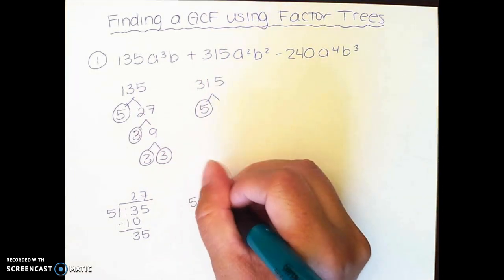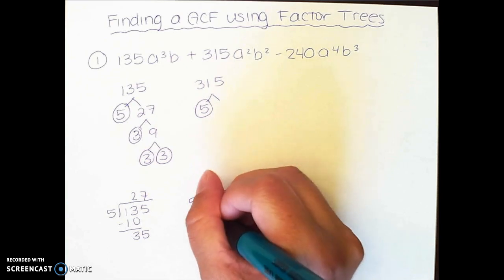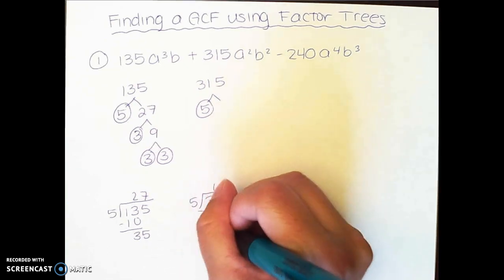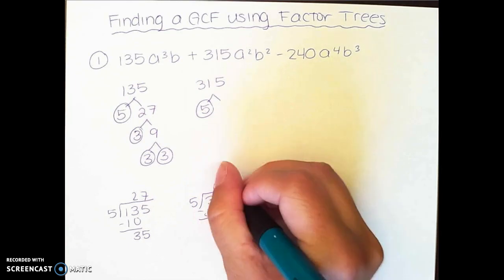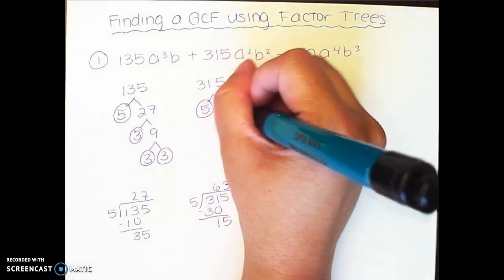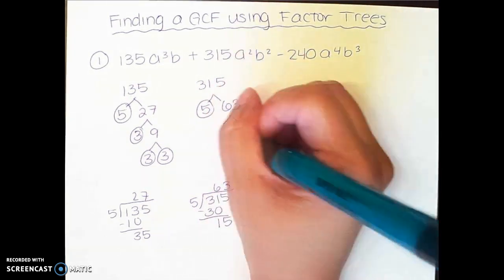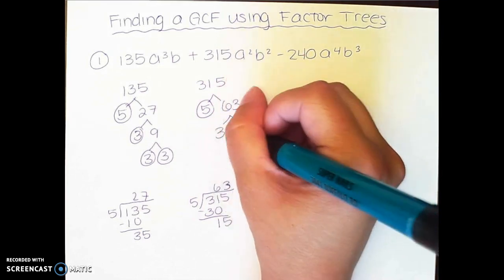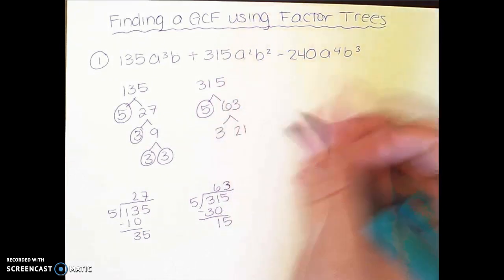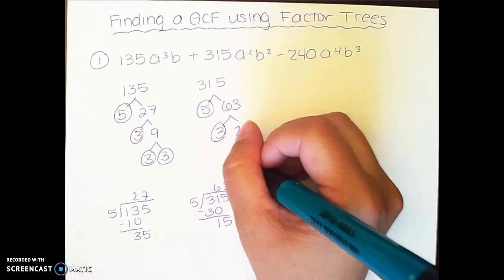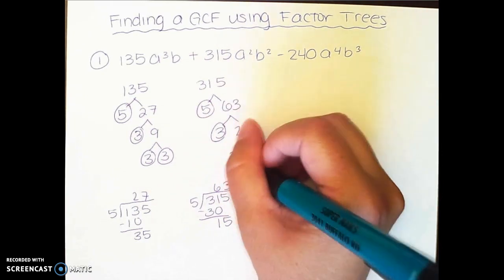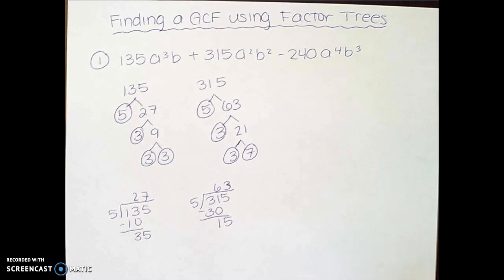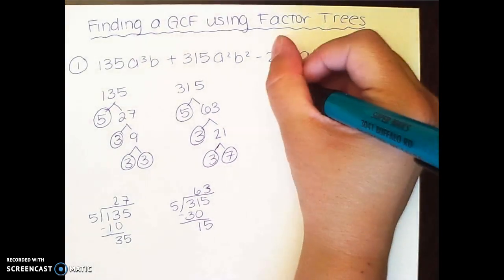5 goes into 31 6 times. Subtract, bring down the 5. I have 63. 63 is divisible by 3. 3 goes into 6 2 times. 3 goes into 3 1 time. 3 is prime. And 3 times 7 is 21. Both are prime. And finally, 240.